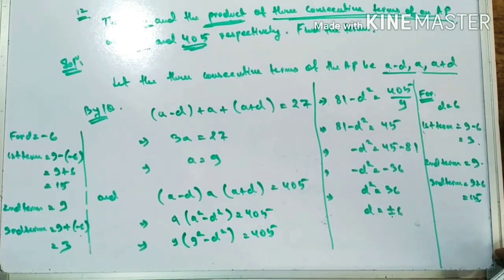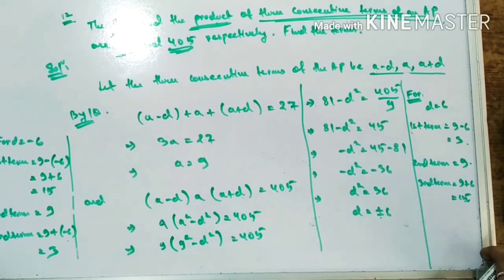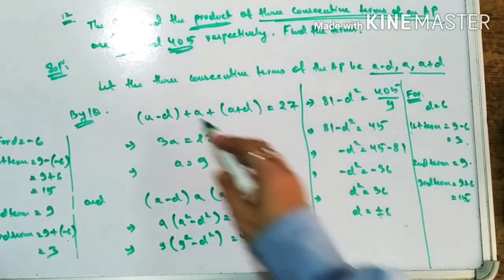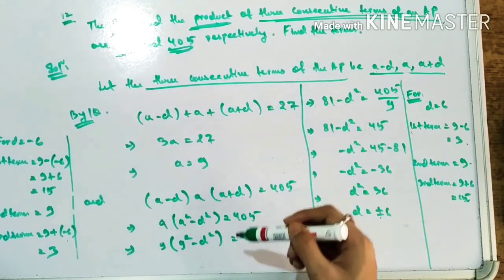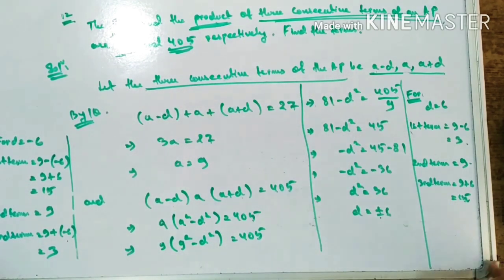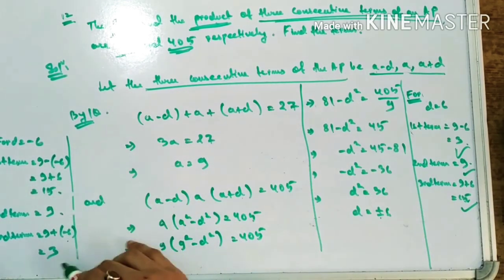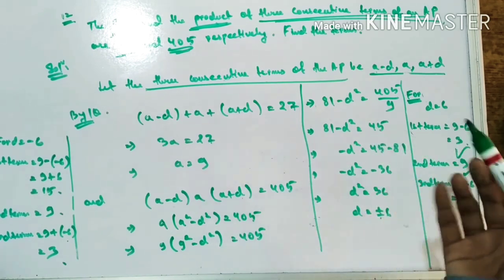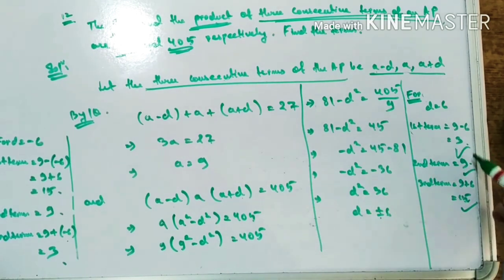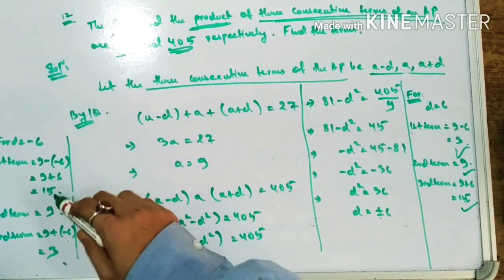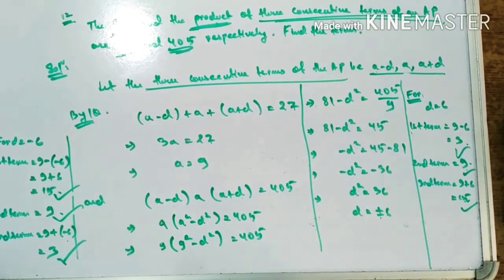Understand? So therefore the three consecutive terms of the AP can be 3, 9, 15, or it can be 15, 9, 3. Understand? The three consecutive terms of the AP, either it can be 3, 9, 15, or it can be 15, 9, 3.